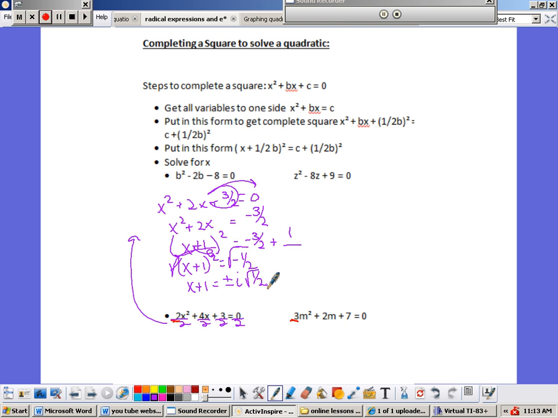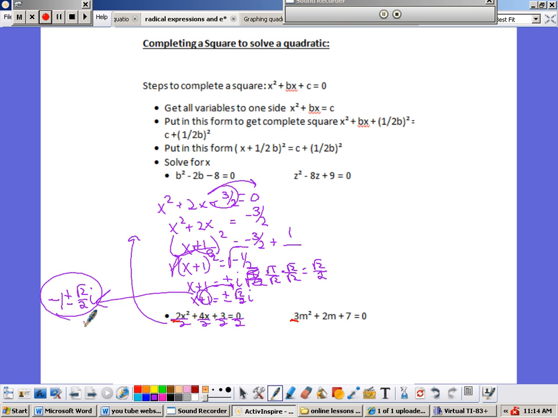Now remember, we need to rationalize the denominator, so I'm going to need to separate this into the square root of 1 over the square root of 2 and multiply by the square root of 2 over the square root of 2, which will give me the square root of 2 over the square root of 4, which is 2. So now I'm at x plus 1 is equal to plus or minus the square root of 2 over 2 i. Move my 1. Negative 1 plus or minus square root of 2 over 2 i.